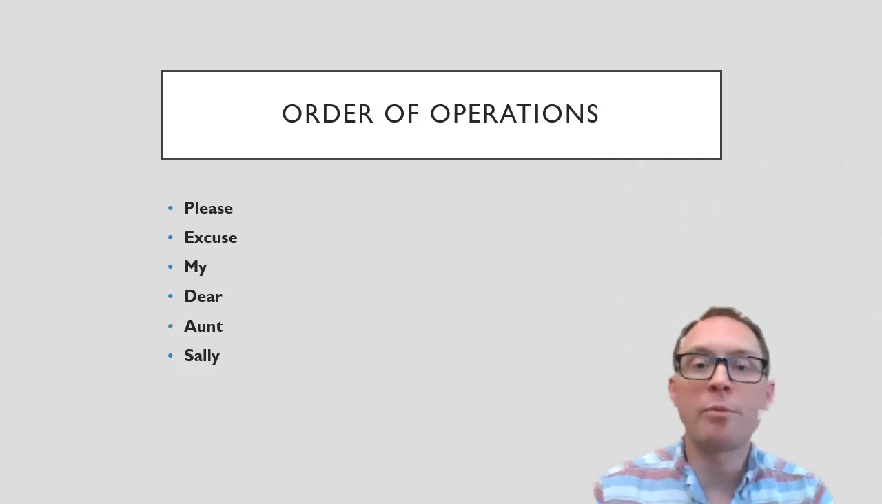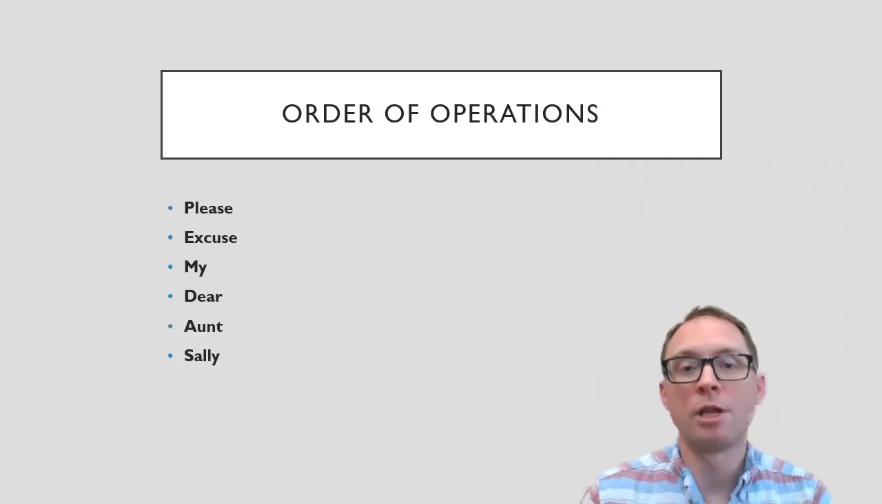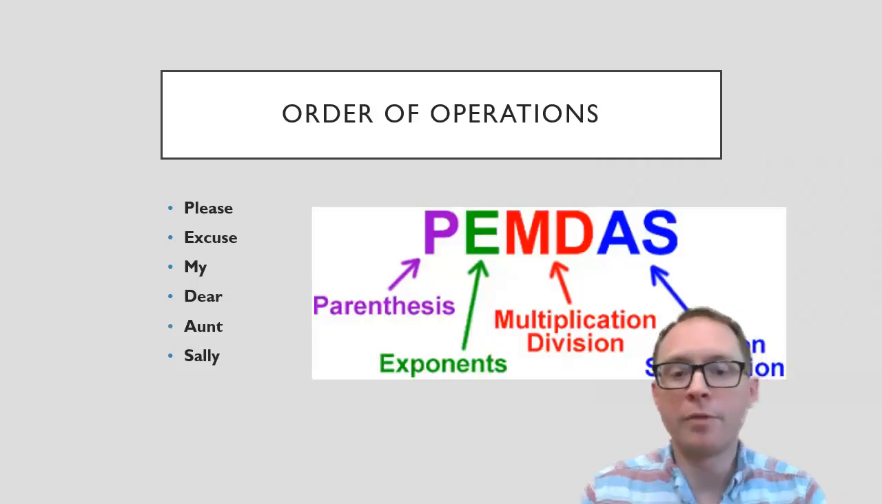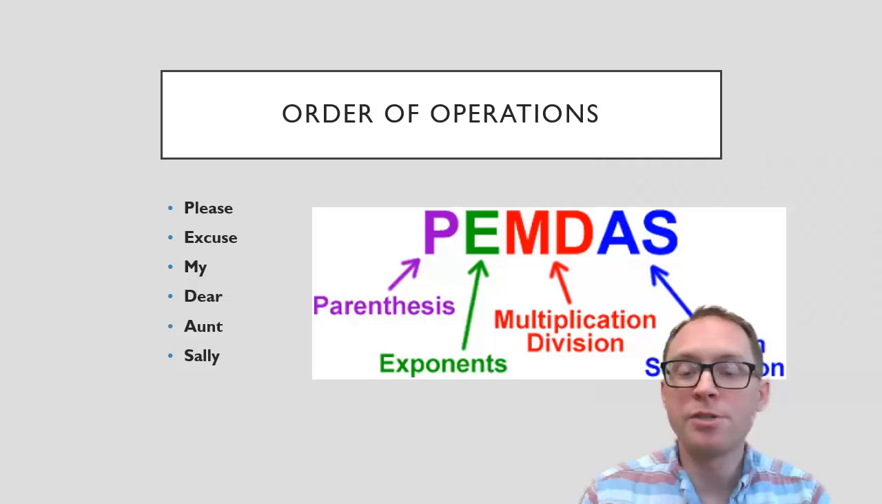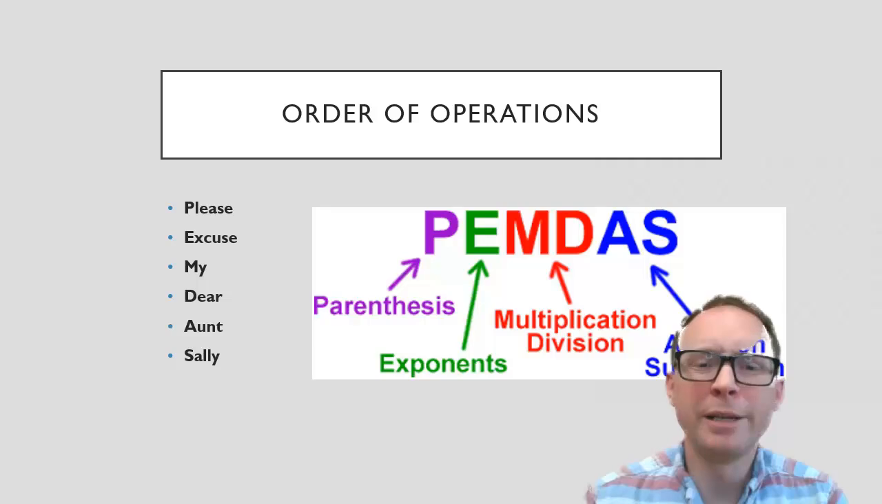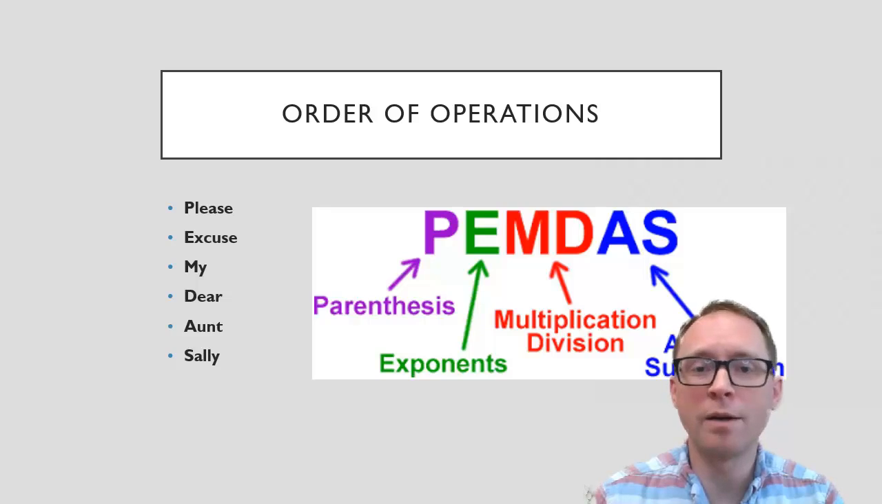The order of operations. Now, you've known this since middle school, but we need to make sure that you remember. Please excuse my dear Aunt Sally. Or, in other words, parentheses, exponents, multiplication, division, addition, subtraction. Please do this in order. This is going to be really important because the sum of x squared and the sum of x, squared, are going to be two different things depending on whether or not there's a parentheses in there. That is going to be really important for us.